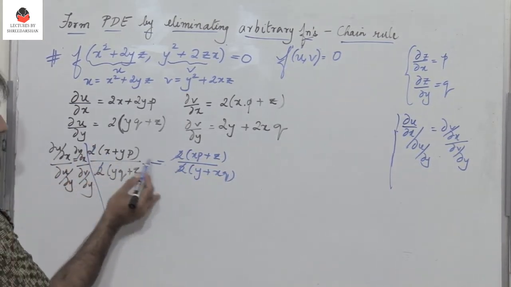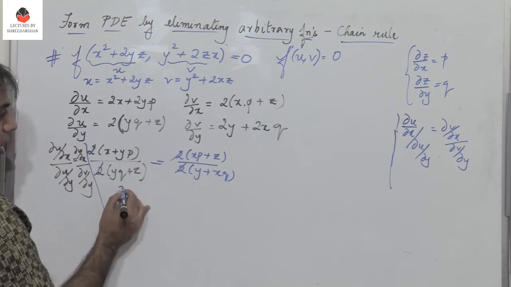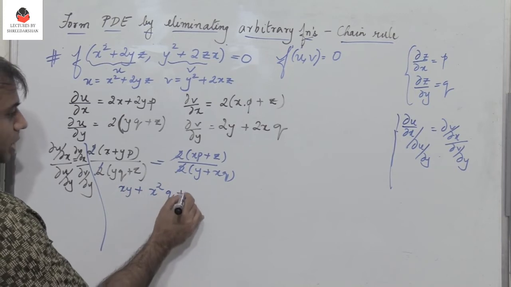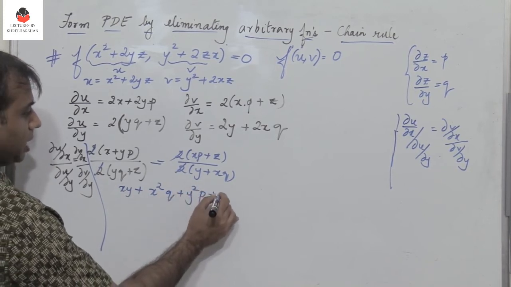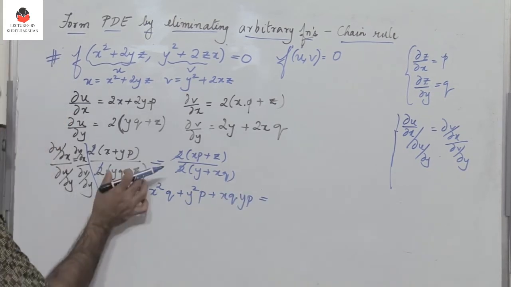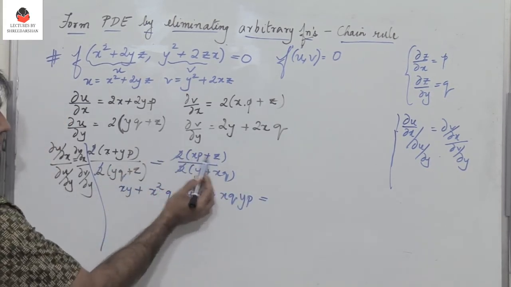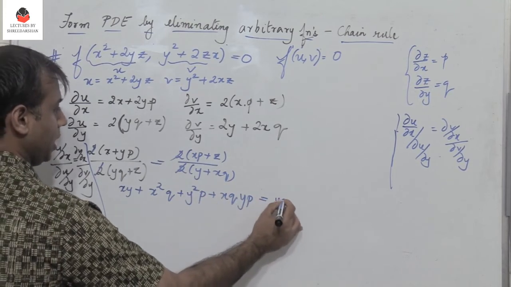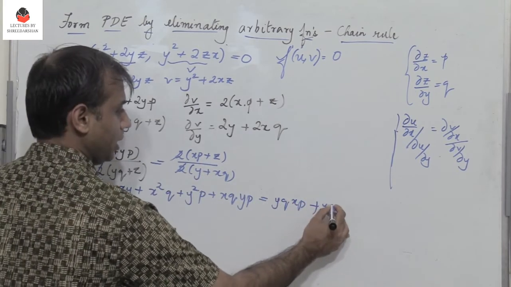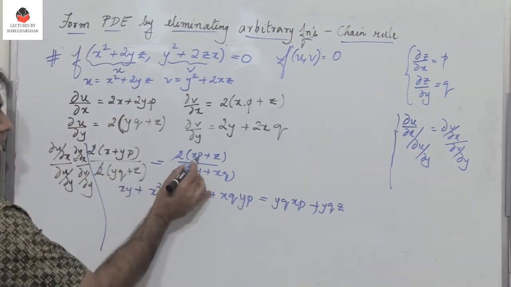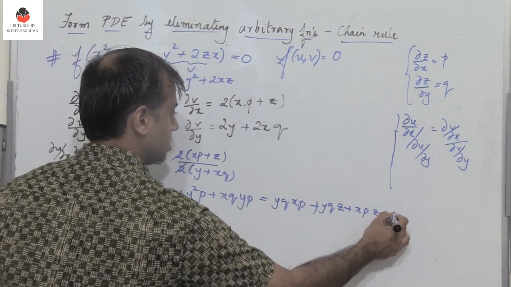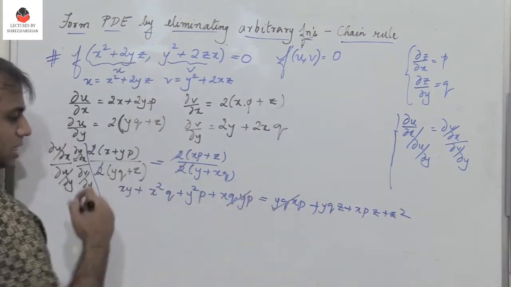So now let me cross multiply. So multiply this with this. So x into these two, you have xy plus x square q plus y square p plus xq yp equals, multiply these two. So xq into these two terms. So you get yqxp plus yq into z is yqz. Then z into these two terms. So you have plus xpz plus z square. So these two terms get cancelled.